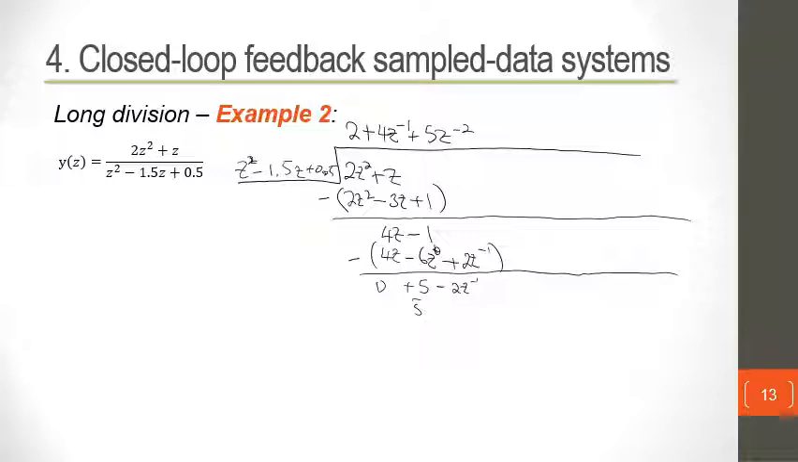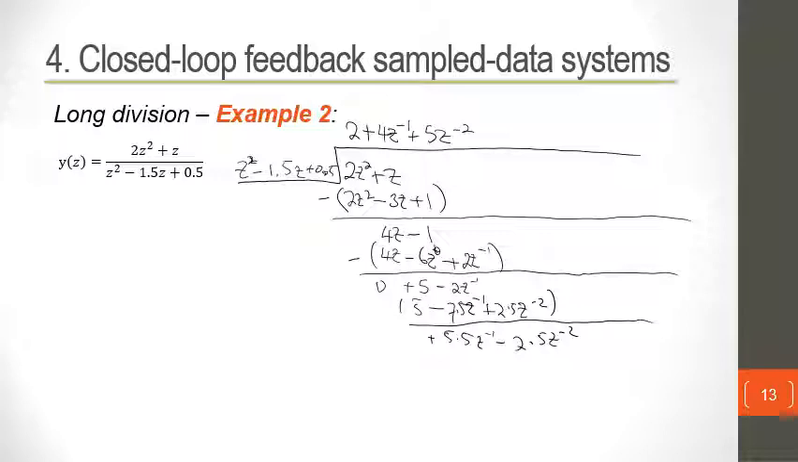So we have 5 times z to the power minus 2 times z to the power minus 2, z, and then we have 5 times 1.5, we have that 7.5, and then z to the power minus 1 now, and then we have 5 times 0.5 is 2.5, and then we have z to the power minus 2, and then all of this gives us 5.5 z to the power minus 1 and minus 2.5 z to the power minus 2, and we continue now.